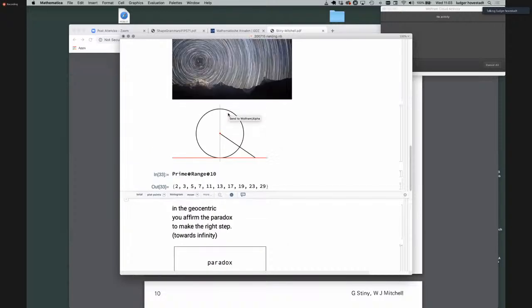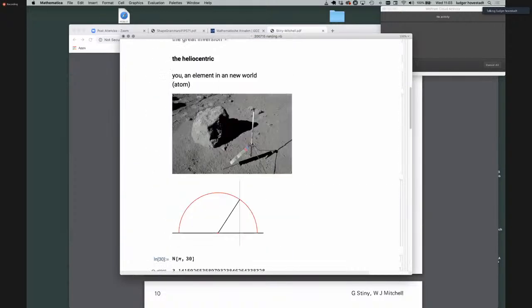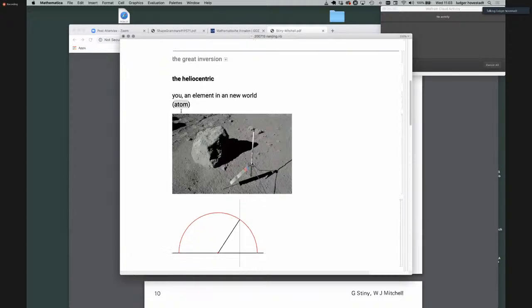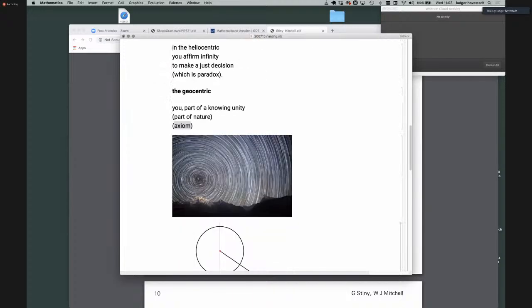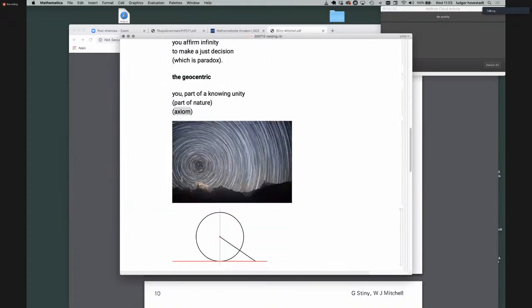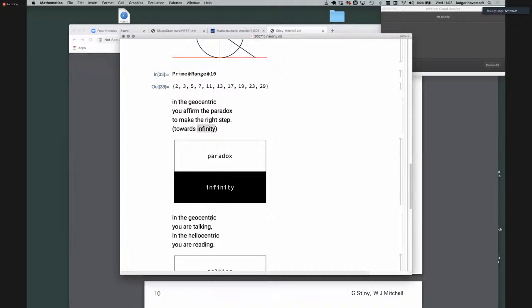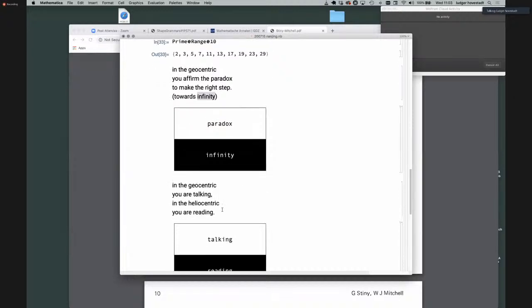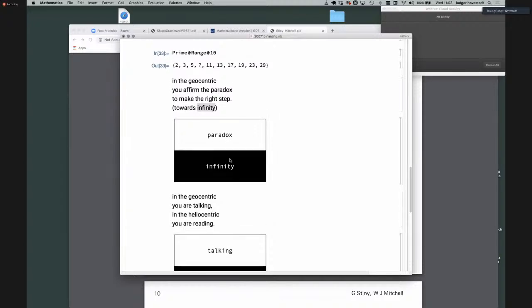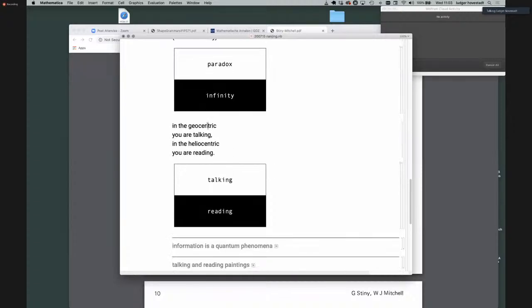So we call this world geocentric instead of heliocentric. This is an atom. This is an axiomatic. And in the geocentric, you affirm the paradox to make the right step towards infinity. So therefore you have the opposition of infinity. In the geocentric world, you affirm the paradox, and in the heliocentric, you affirm the infinity. In the geocentric, it's about talking. In the heliocentric, it's about reading.